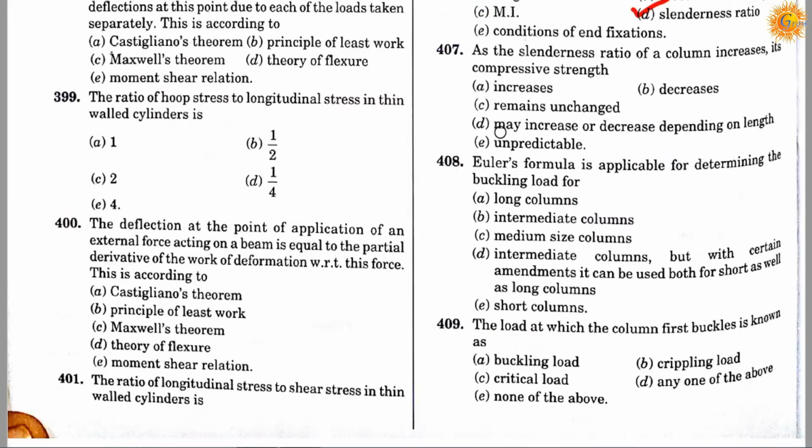Question number 407. As the slenderness ratio of a column increases, its compressive strength will: option A, increase; option B, decrease; option C, remain unchanged; option D, may increase or decrease depending on length; and option E, unpredictable. The correct answer is B, it will decrease.